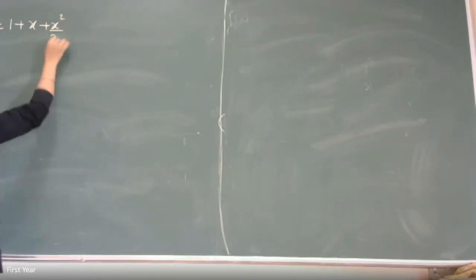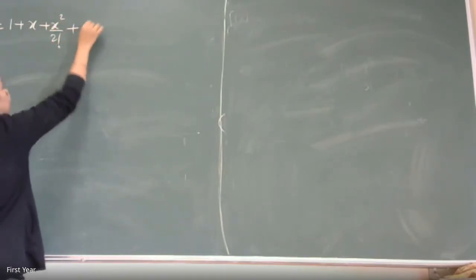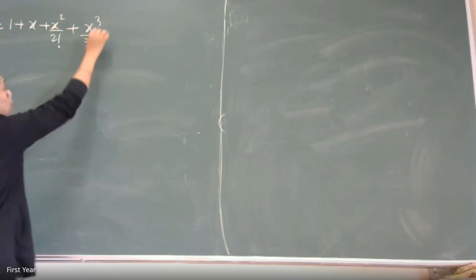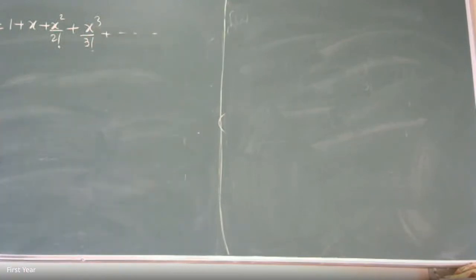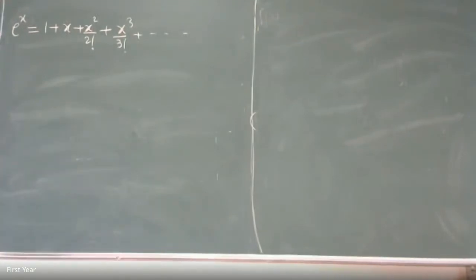So first expansion of e raised to x. First expansion is of e raised to x. Which is 1 plus x plus x square by 2 factorial plus x cube by 3 factorial and so on. This is your standard expansion of e raised to x. Which is the standard expansion of e raised to x. Okay?